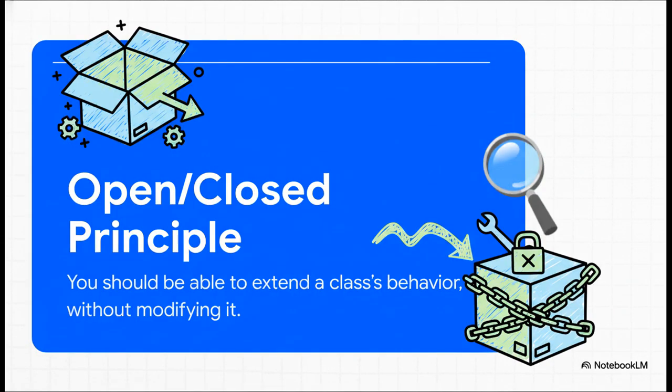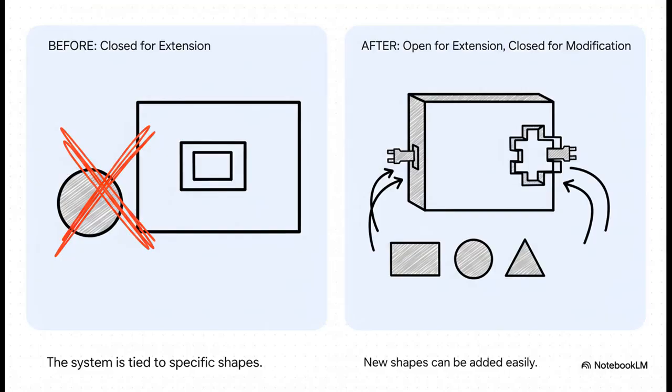All right, let's move on to O, the open/closed principle. Now, this one sounds like a bit of a paradox at first. It says our code should be open for extension but closed for modification. What does that even mean? Well, it means we should be able to add new functionality without having to go back and change our existing battle-tested code. Let's go back to our CalculateAreas example.